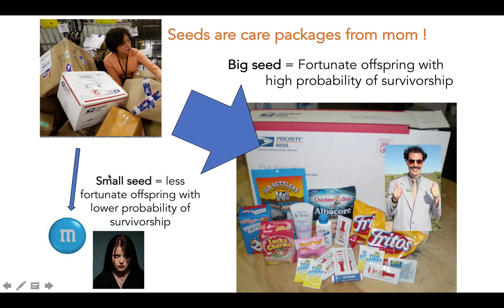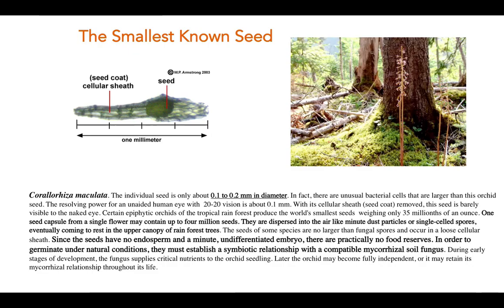On the other side of the coin, a small seed represents less allocation to future generations. And so this would mark a less fortunate offspring with a lower probability of survivorship. And so mom is taking her hard-earned resources and allocating them differently to the future generation. And you can see that by the size of a seed. So a big seed, fortunate offspring; small seed, less fortunate offspring.